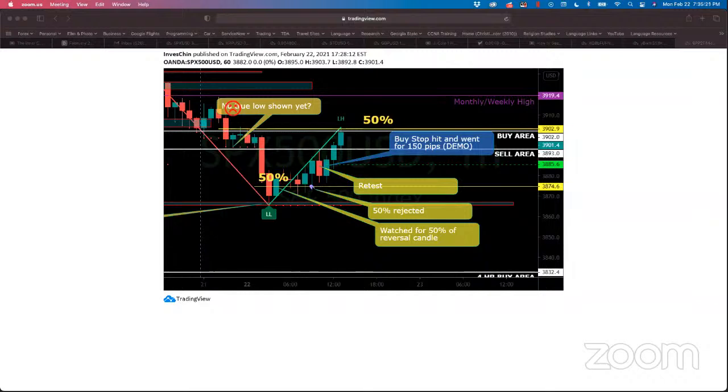So you would have got in right here, or you would have got in on these, or on these candles. And then this would have been 50% right around here of this candle for this trade. And then we already know after that it rejected because it's still down there right now.